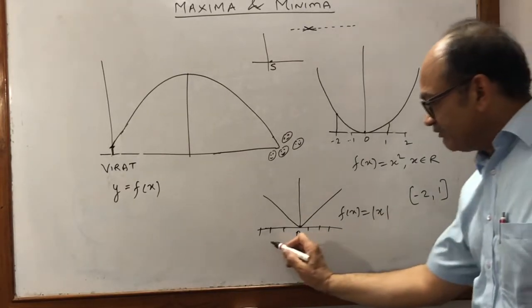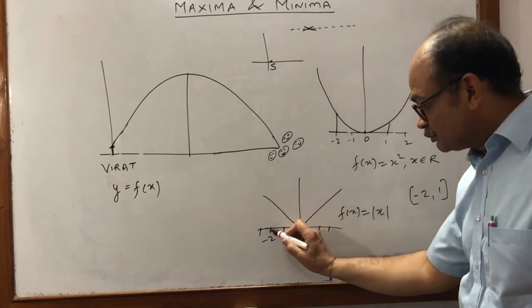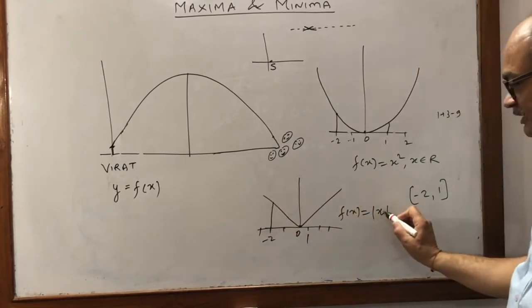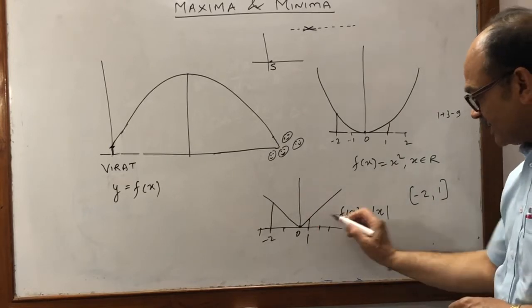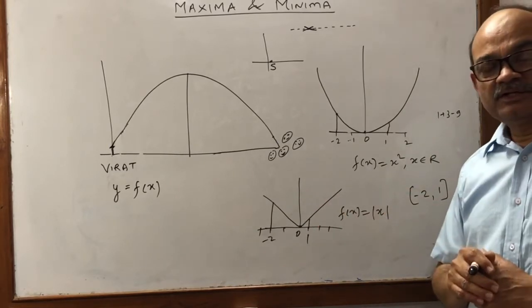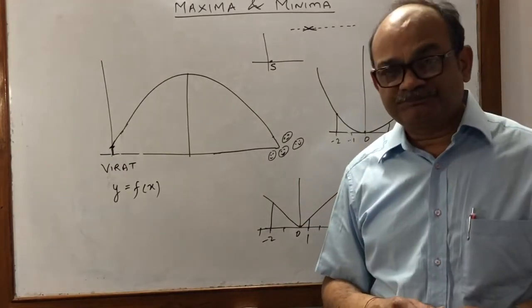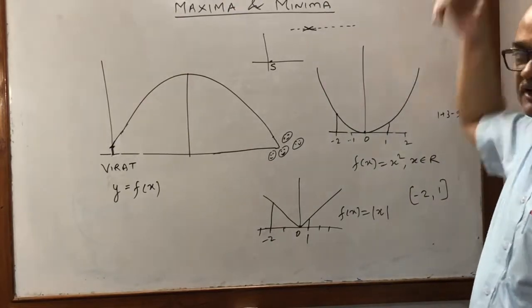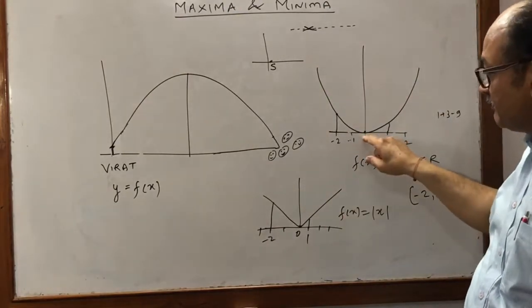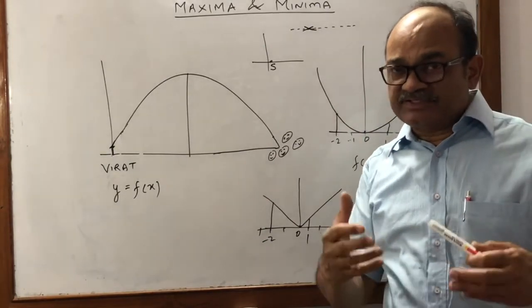Similarly here, if it is -2 to 1, what is the highest value? At -2, the modulus is 2, and at 1 the answer is only 1. So it depends upon what restrictions are given in the question. If no restriction is given, as in this one, then there is no maximum value, but the minimum value is 0. Hence, the first derivative test.